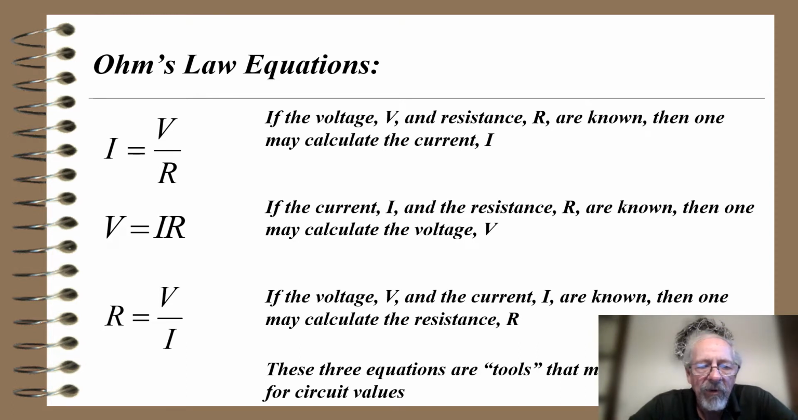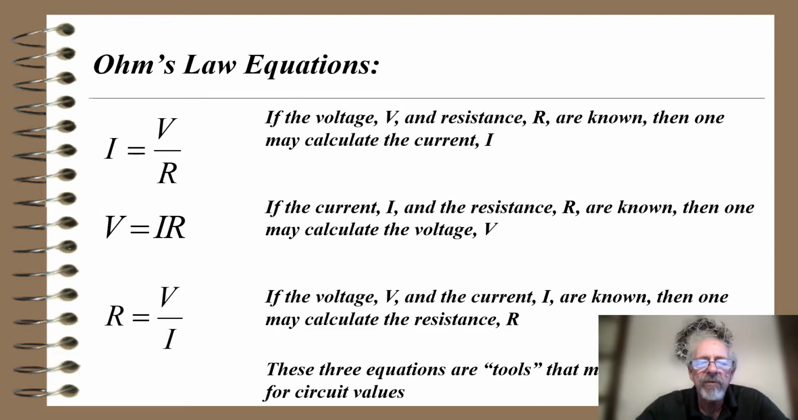So let's go back to the first one. What's the current? I is equal to the voltage divided by resistance. So if the voltage V and resistance R are known, then one may calculate the current I. That's one way we could use Ohm's law equation. The next one, V equals I times R. If the current I and the resistance R are known, then one may calculate the voltage V.